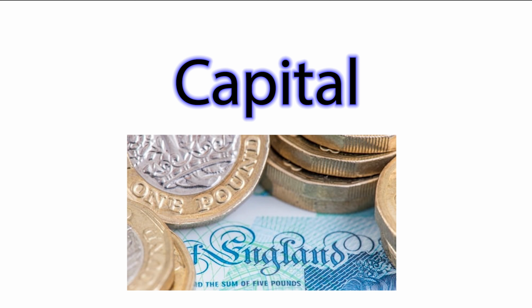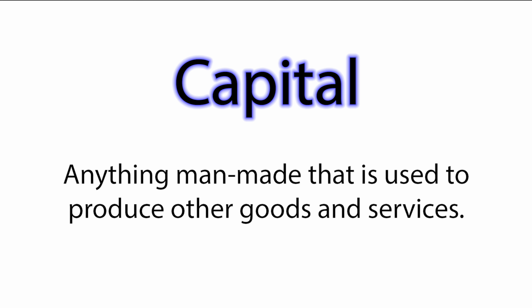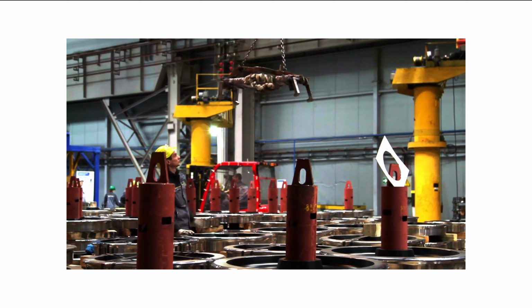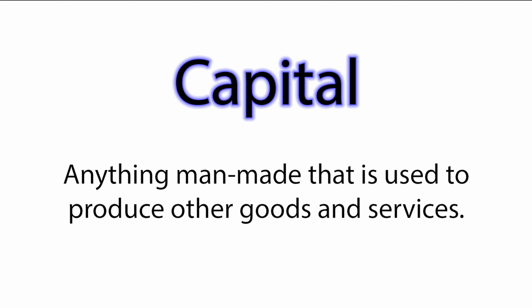Thirdly then, we have capital, which many people assume means money, but it's not that at all. The link between capital and money comes from finance, not economics. In economics, we define capital as anything man-made that is used to produce other goods or services. In this respect, what can we consider as capital? Maybe hammers, screwdrivers, other tools, laptops, pencils, tractors, machinery, all that kind of man-made stuff that we use to make other stuff.